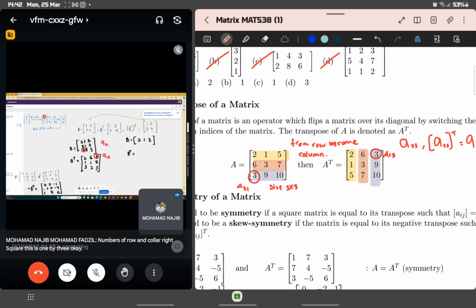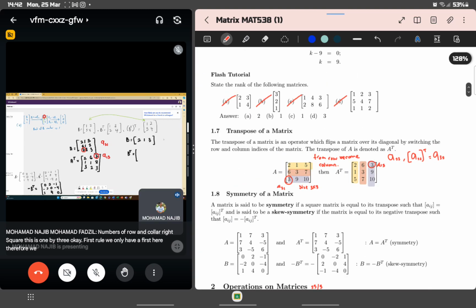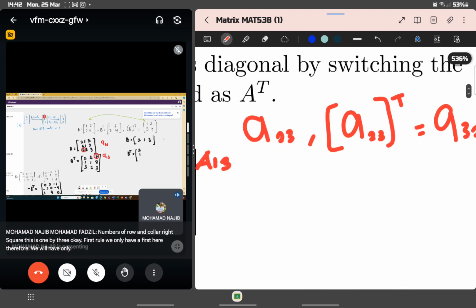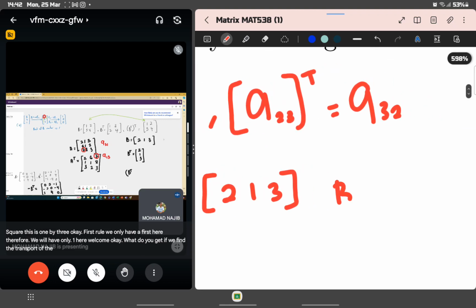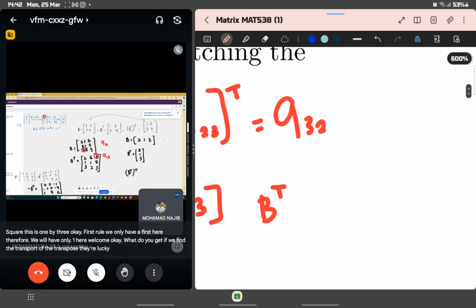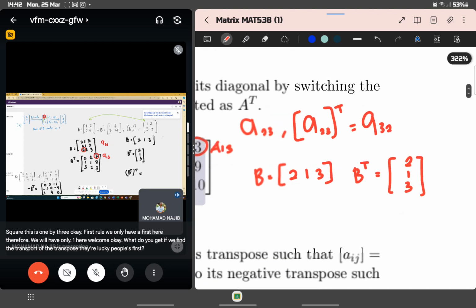Okay, sekarang ni matrix ni jadi apa? After the transpose, first row. We only have a first row here. Therefore, we will have only a first column here. Macam tu saja. Alihkan tempat dia. Okay, boleh? Okay, what do you get if we find the transpose of the transpose? Dah lah kita cari B transpose. Kan? Kita patah balik. Yang ni akan jadi macam mana?